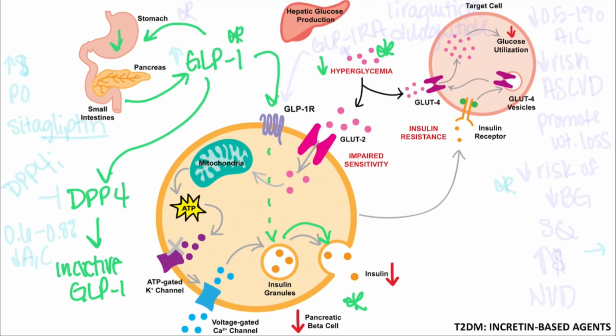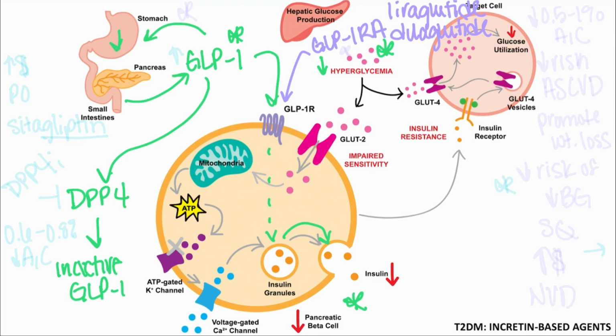The first we will talk about are the GLP-1 receptor agonists. Some examples of these are liraglutide and dulaglutide. And the third one, which I'm not going to write for sake of space, is semaglutide, which you have likely seen commercials for. These three are Victoza, Trulicity, and Ozempic.